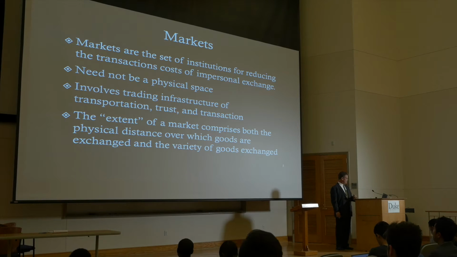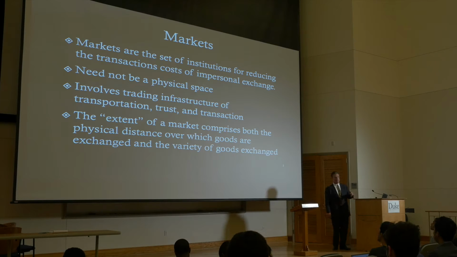Doesn't need to be physical space. What markets involve is an infrastructure of transportation, trust, and transaction. So if it helps you to remember it, it's the 3 TRs. The 3 TRs are transportation, trust, and transaction.